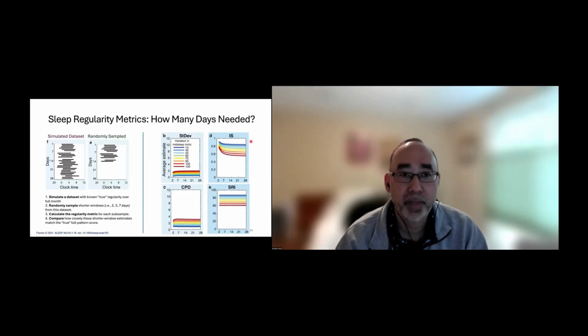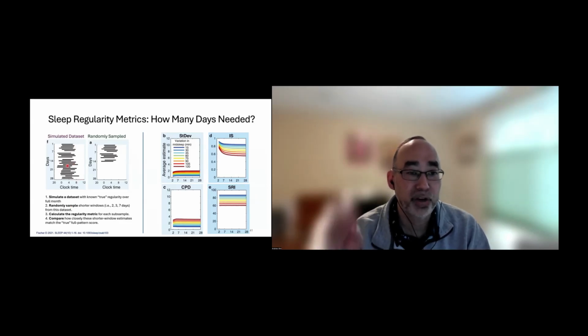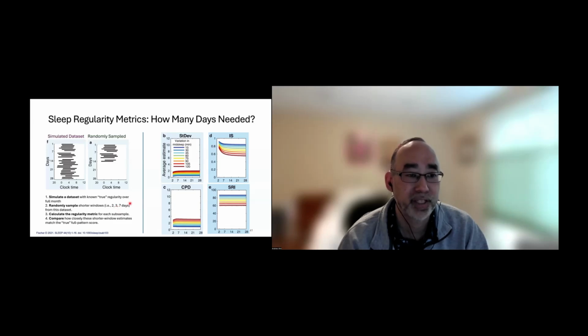Now, the question is how many days is needed in order to get a good estimate of these values? This was again done by Fisher in 2021 while she was at Harvard. She created a simulated data set with a known true regularity over a full month, then randomly sampled shorter windows, like for 2, 3, or 7 days, then calculated the regularity metric of this, and then compared that result to what is the known true gold standard.